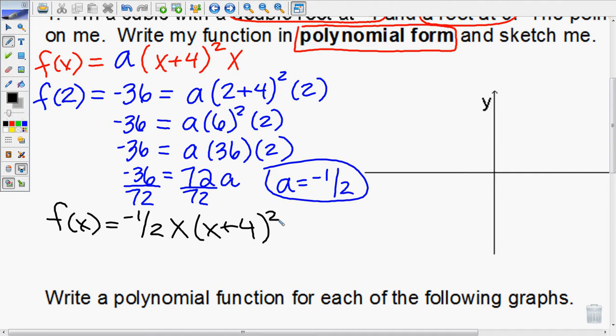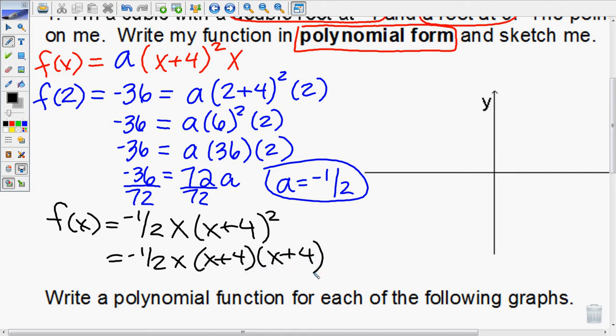Does it want it in factored form? No, it wants it in polynomial form, which is what you were doing with your classwork yesterday, right? You were taking things from factored form to polynomial form. That's where you had to FOIL and distribute, and at the bottom it had to look like a full-on polynomial. So the first thing we're going to do here is FOIL, right? Because we have negative 1/2 x, and that square means we have x plus 4 times x plus 4.